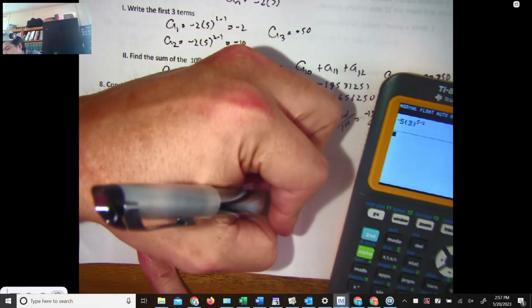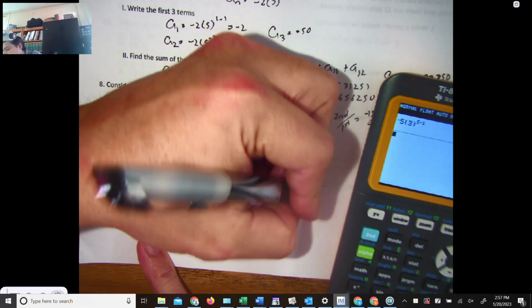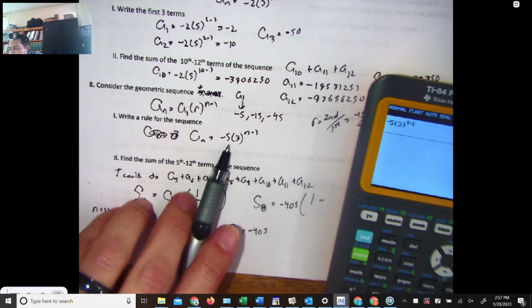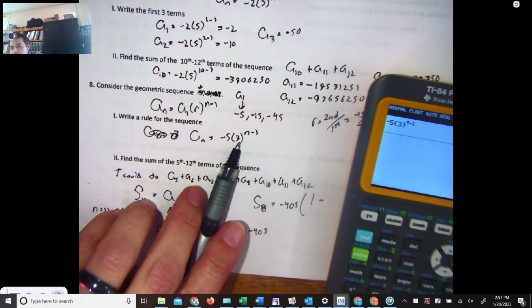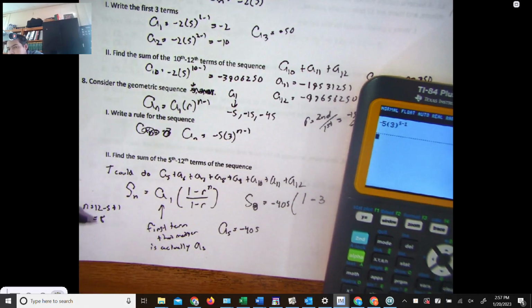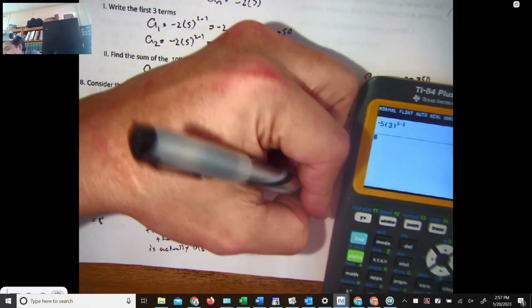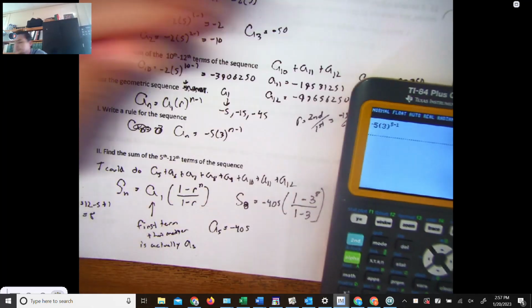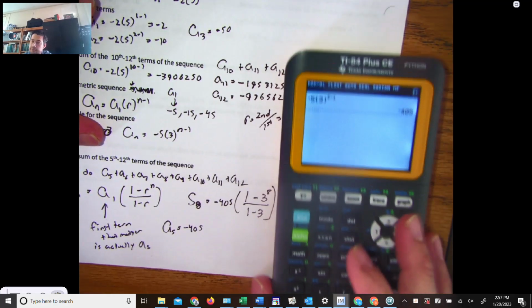It is the first term that matters, negative 405, times 1 minus the ratio. There's your ratio. When I made this sequence, I realized I was multiplying by 3. And that is going to be raised to the 8th power over 1 minus r. That's how you get your answer.